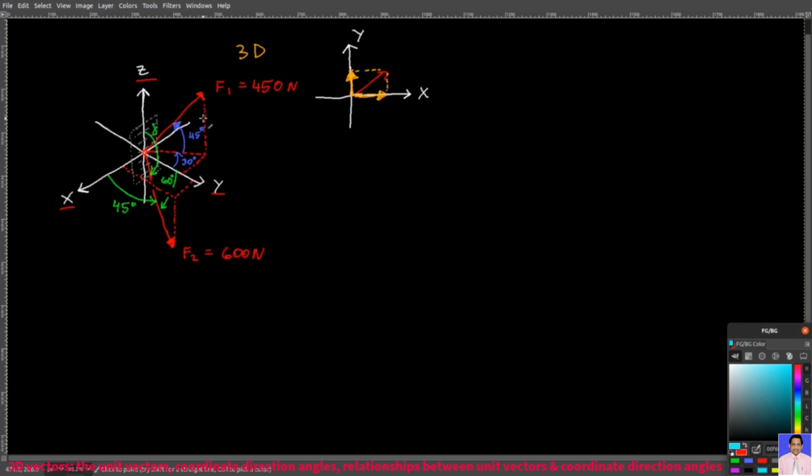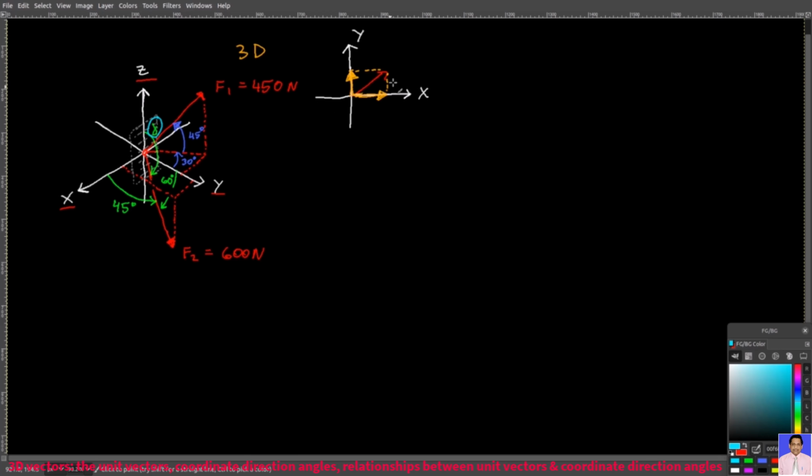In fact, what we need to do now, we need to find that angle gamma for F2. And then we need to decompose the F1 and F2 vectors into the XYZ components.